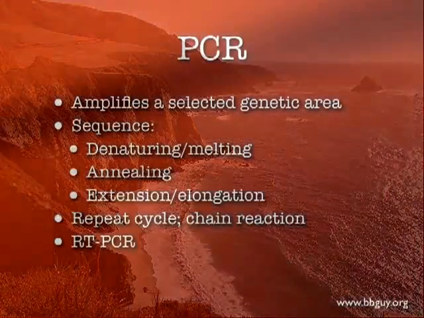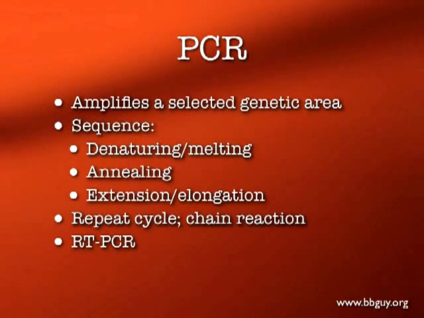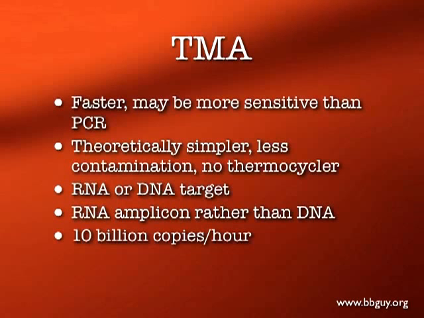Anyway, PCR is designed to amplify a selected genetic area. It has a very specific sequence, which I'm sure most of you have heard of. It includes denaturing and annealing and extension. It uses a thermocycler to change temperatures. And basically, you repeat that cycle over and over, and you get a chain reaction, which leaves you with a very large amplicon, or very large amplified area, target area of DNA. Here's an image of how that works.